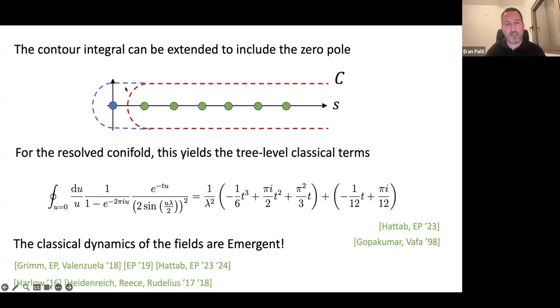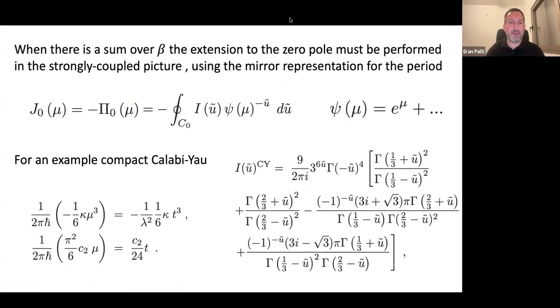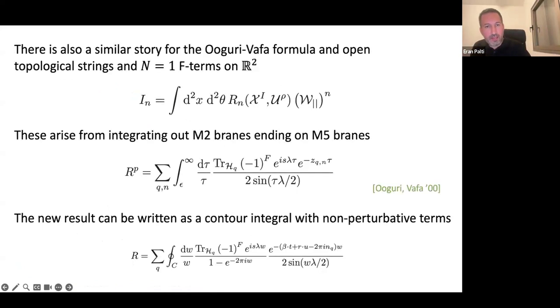Now this extension, just extending the contour over zero, works for the resolved conifold. For more general settings like compact Calabi-Yau, you have to do something more subtle, because you cannot just extend it. You have to go to the period representation and then extend that over the zero. And you can do that, but I won't go into those details. And then I just want one last comment.